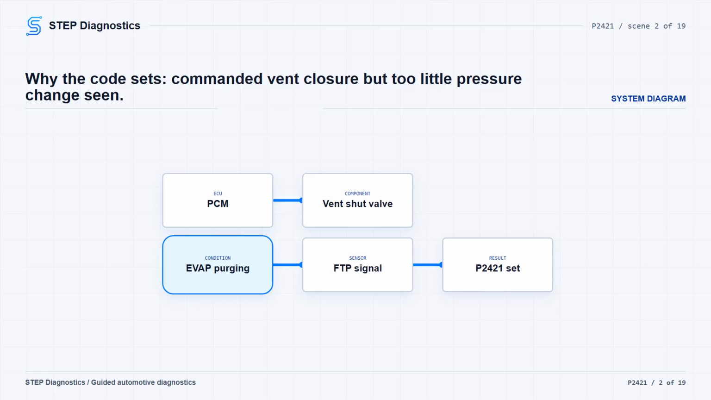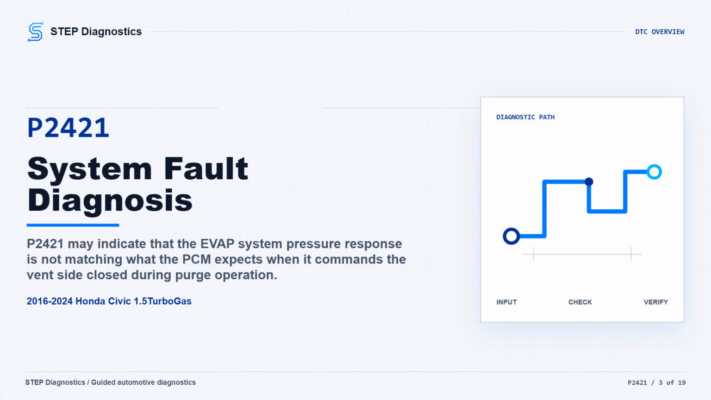The driver may only notice a check engine light, and EVAP faults can often be subtle. The possible fault areas stay broad at first: venting, purge line sealing, the canister area, the vent shut valve, the fuel fill and vapor recirculation path, the shut-off valve, and only after the earlier checks pass, the fuel tank itself.